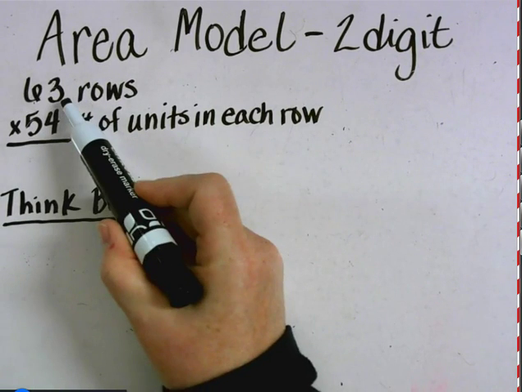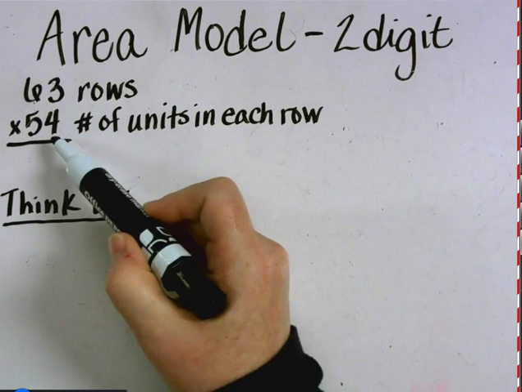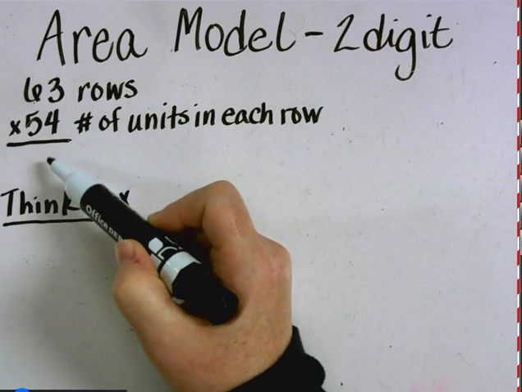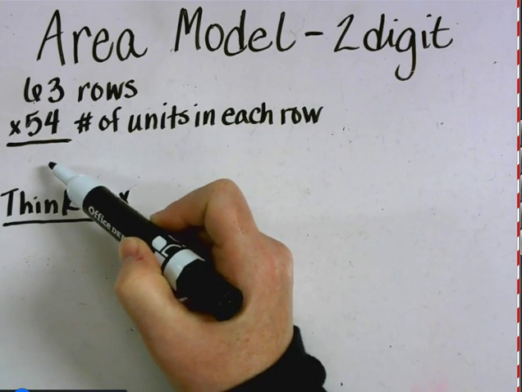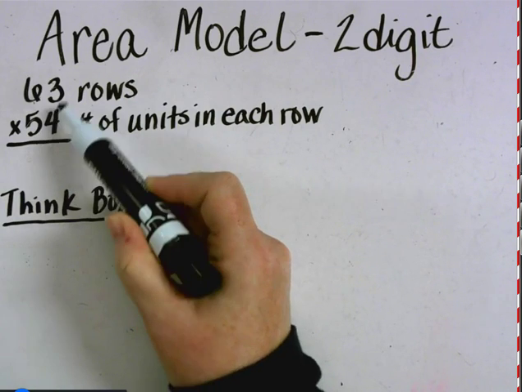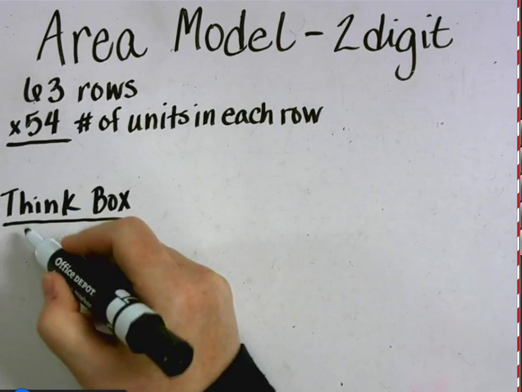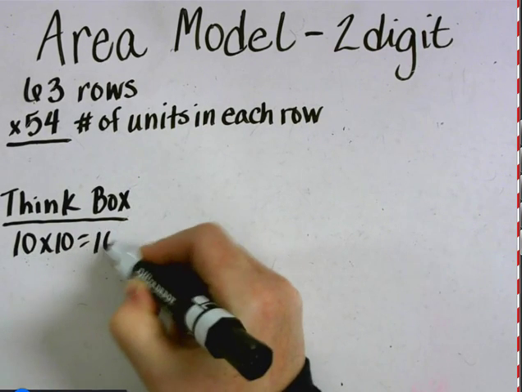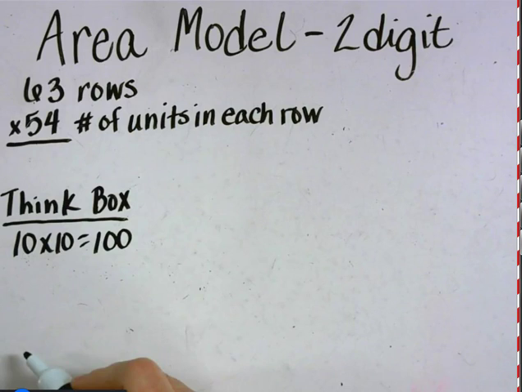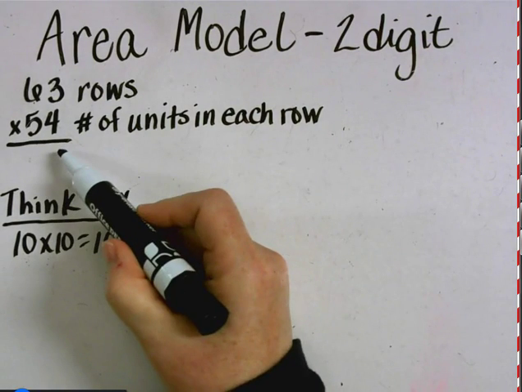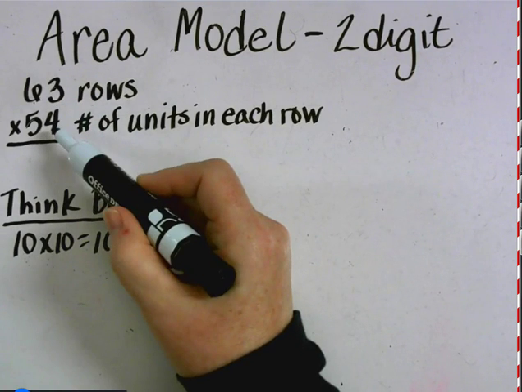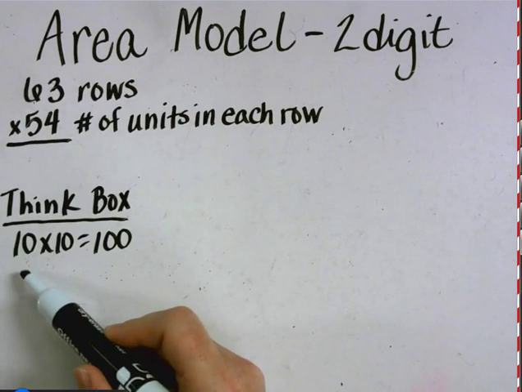So when I'm thinking about the number 63 times 54, I'm not sure if that's in the hundreds place or the product will be up in the thousands place. So I'm going to consider numbers I do know. I know that 10 times 10 equals 100. So I know it's going to at least be in the hundreds place because 63 and 54 are larger than 10 times 10.